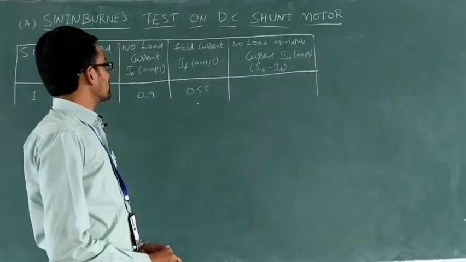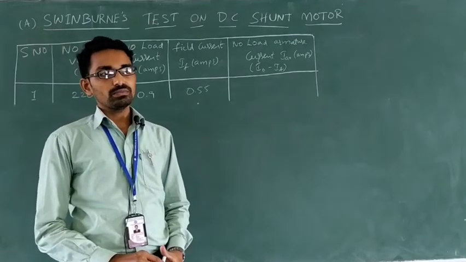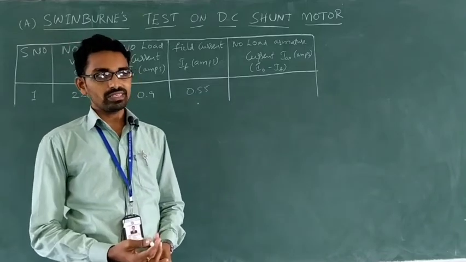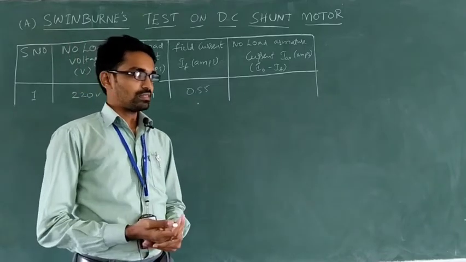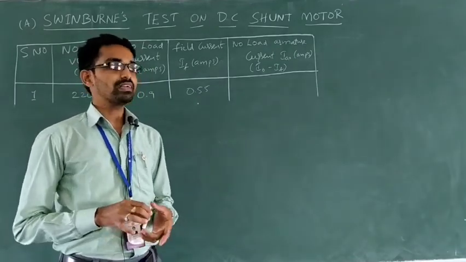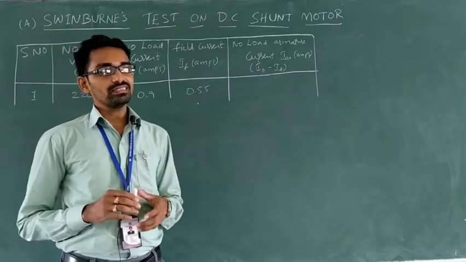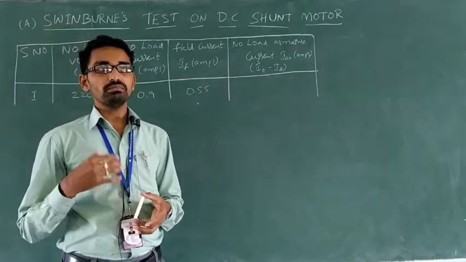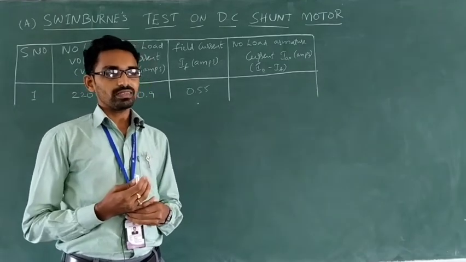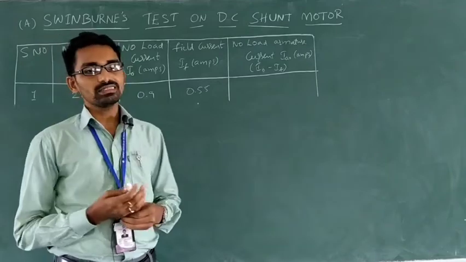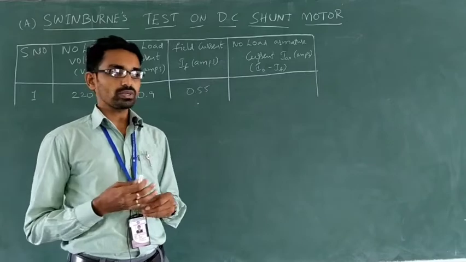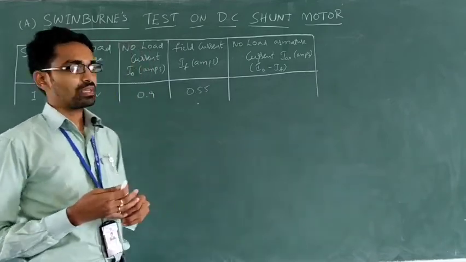So here we are going to see the calculation of this DC shunt motor performance. We conducted Swinburne's test on the DC shunt motor. Why are we conducting Swinburne's test on a DC shunt motor? To predetermine the efficiency of the DC shunt motor. This DC shunt machine can be run as a motor or as a generator. By conducting Swinburne's test on this machine, whether we run it as a generator or motor, we are going to calculate the efficiency of the machine.